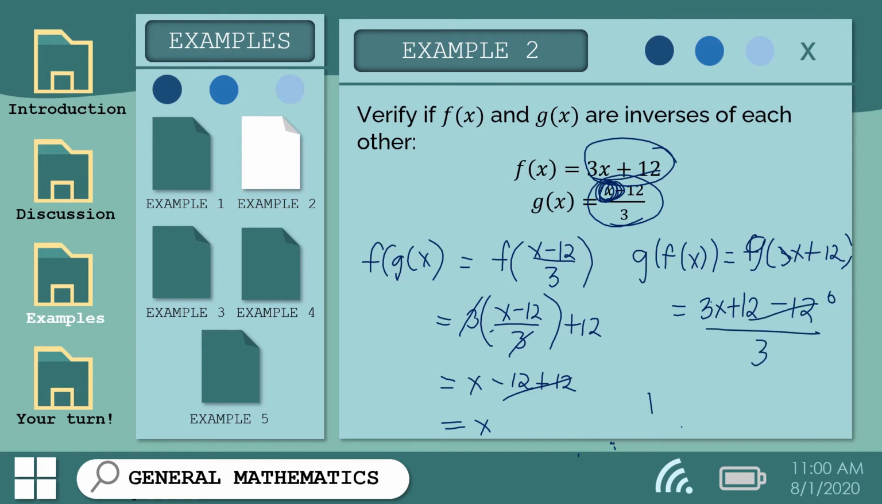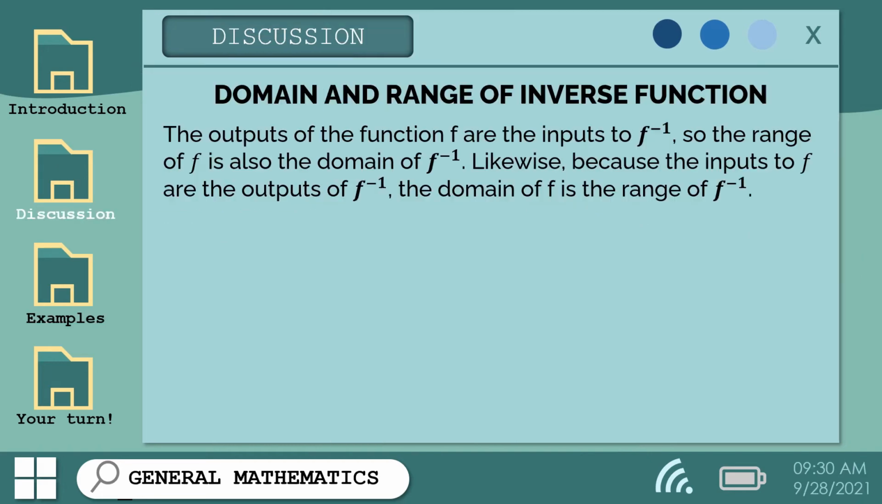12 minus 12 is 0. So, 3x over 3 na lang po ang matitira. So, that is already equal to x. Ayan. So, ibig sabihin po, since na-satisfy niya po yung dalawa nating rule, ibig sabihin, itong f of x at g of x na given na to are inverses of each other. Okay?